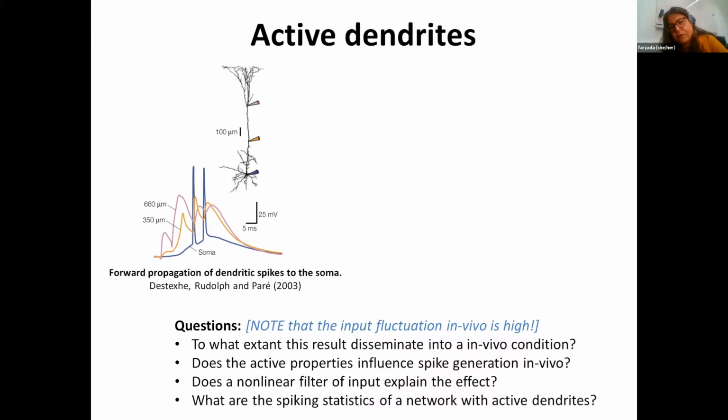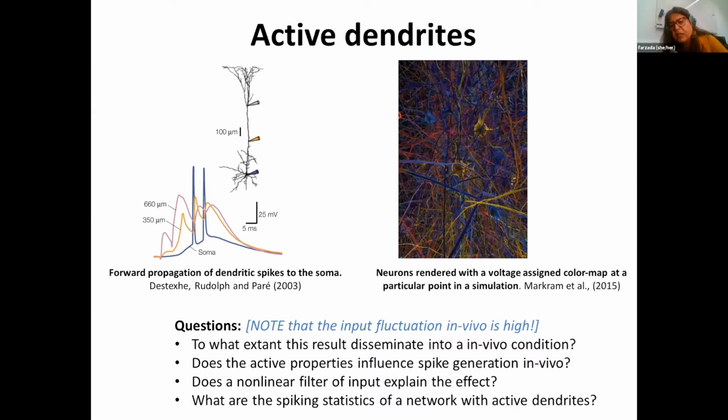question of this research that I started a few years ago is: what are the spiking statistics of a network with active dendrites? This question came to my mind when I was talking with Carl a few years ago, when we were reading the Markram paper in 2015, which comes out of the Blue Brain project, where all the neurons in that simulation have active properties, calcium channels, in the dendritic trees.